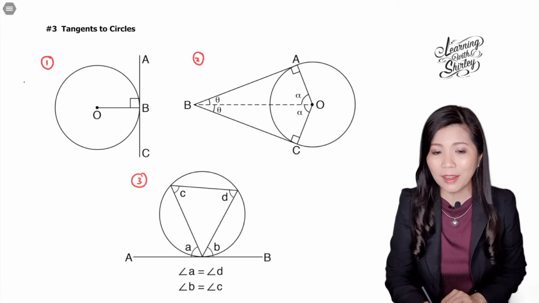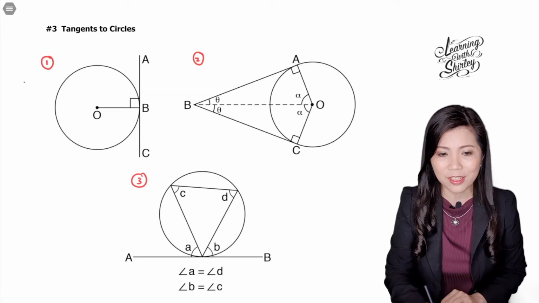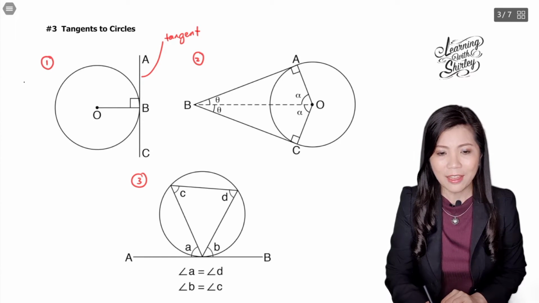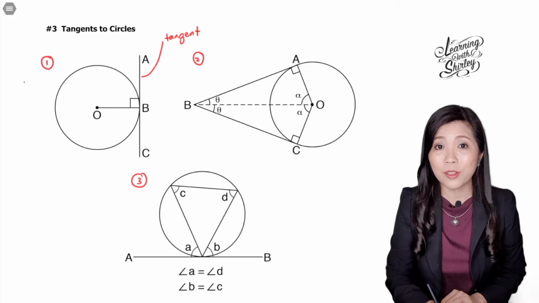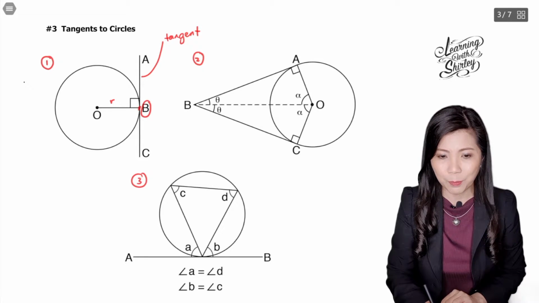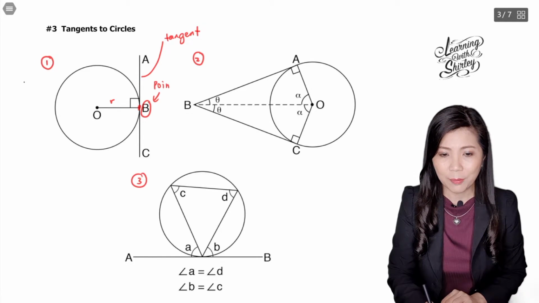In diagram number 1, ABC is the tangent, so this line is the tangent. This tangent intersects with the radius at point B, at this point. And point B, we call it the point of tangency.